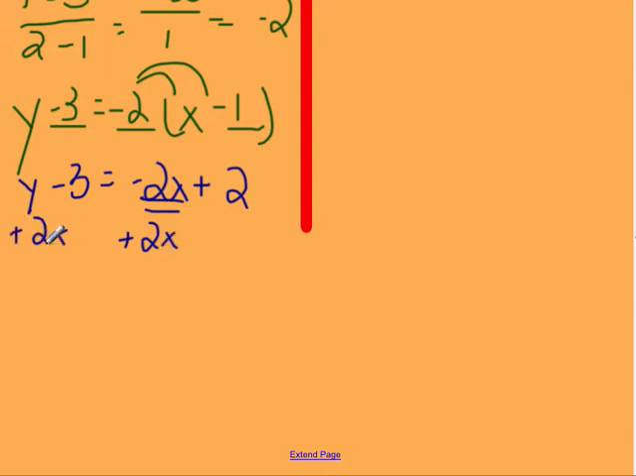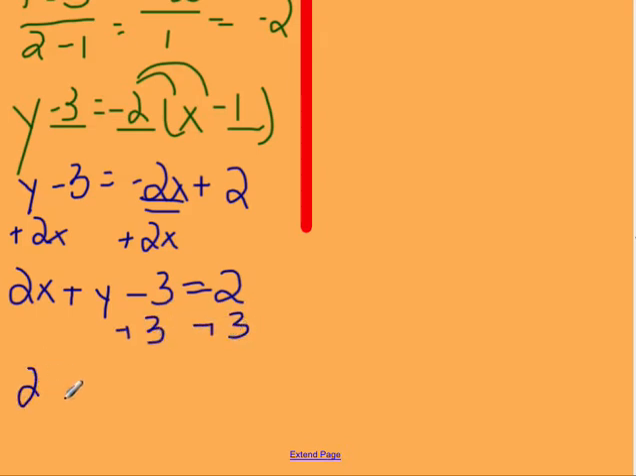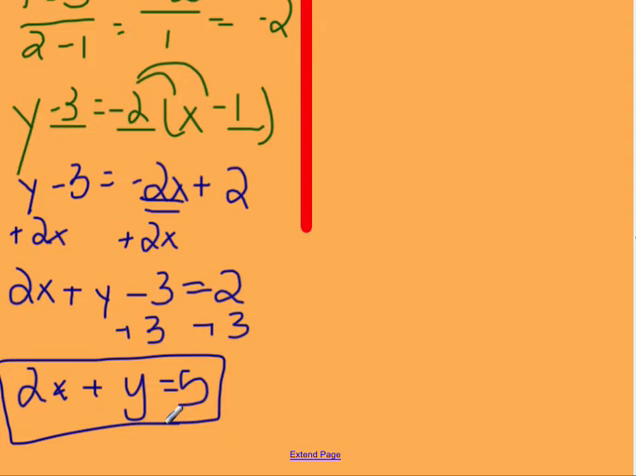Now I can't combine that 2x with anything on that side because nothing has an x in it. So I end up having 2x plus y minus 3 is equal to negative 2. So now I need to take that minus 3 and get it over to the other side. To do that, I'm going to add 3 to both sides. Then I get 2x plus y is equal to negative 2 plus 3, which is 1. So 2x plus y is equal to 1. So that's your final answer for number 3.